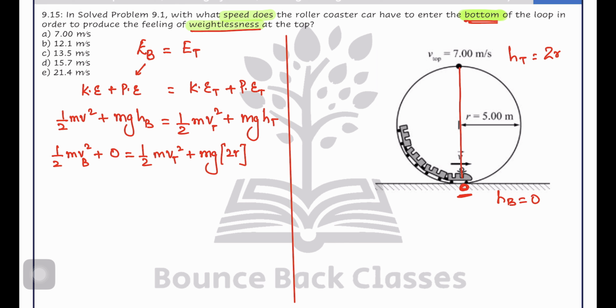Now, a few things you need to understand. We know the velocity at the top, even in the previous question I solved, because of weightlessness. Let me explain this one. In the case of weightlessness, we know Fc is equal to N plus mg. If you have weightlessness, N is equal to 0, so Fc is equal to mg. So mv square over r is equal to mg. The m's cancel, so v square is equal to rg. Yes or no? This is the velocity at the top.